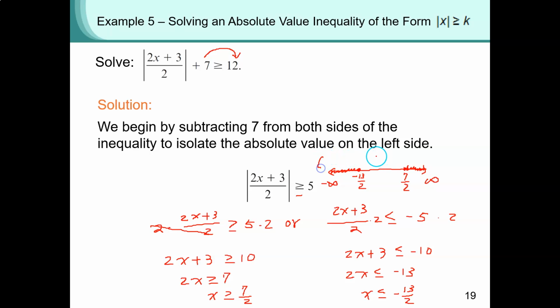So the shaded region or the interval will cover these two shaded regions, right? So when you represent the interval notation, you put negative infinity, comma, -13 over 2. And this interval would be 7 over 2, comma, infinity. You put a union, this is a U, in between, and that would be the solution of this question.